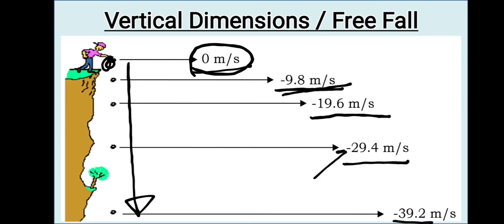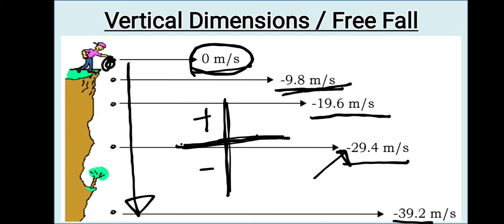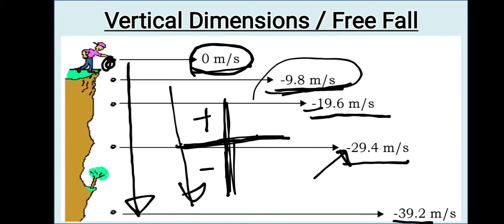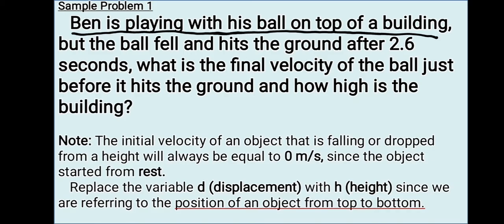The negative sign here indicates downward direction, because if you remember, if this is our Cartesian plane, this is the x and the y. This is the positive y and the negative y. So because it is moving downward, it indicates negative direction. That is why it is negative 9.8 meter per second squared, all from vertical dimension. So now, let's proceed to our sample problem number 1 of vertical dimension. Ben is playing with his ball on top of a building. So this is our building, then he's playing the ball right here.